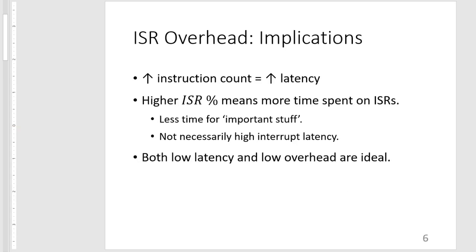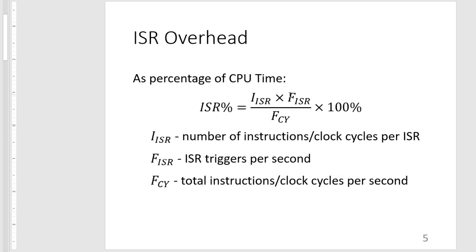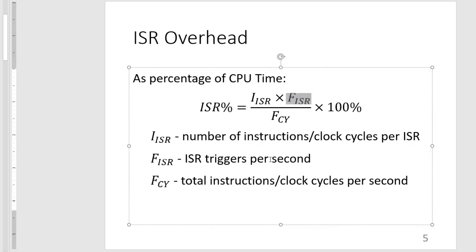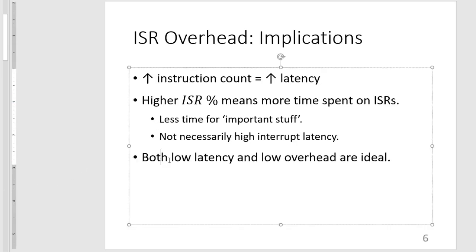So what are some implications of these numbers? If we have a high instruction count, obviously we will be having a high latency. And a higher ISR percentage means we have more time spent on ISRs and less on the quote-unquote important stuff our CPU should be doing. Given the equation for ISR percentage, it doesn't necessarily require a high interrupt latency. If our ISRs occur very often, even if the ISR itself is quite short, it can still lead to a high ISR percentage. So ideally, we want both the latency and our overhead to be minimum.